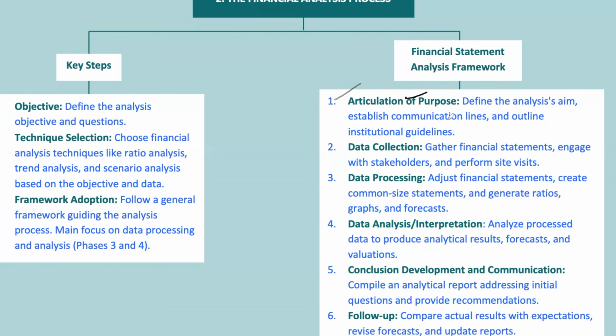1. Articulate the purpose and context. Have a chat with your supervisor or client. Find out what they want and why they want it. Get all the guidelines, the timetable, and the resources sorted. 2. Collect the input data. You'll gather financial statements, have discussions with stakeholders, maybe even visit the company's site.